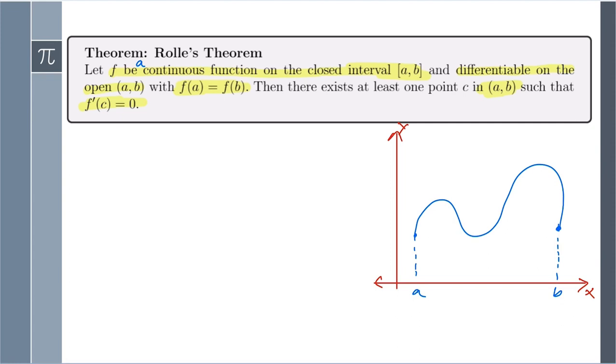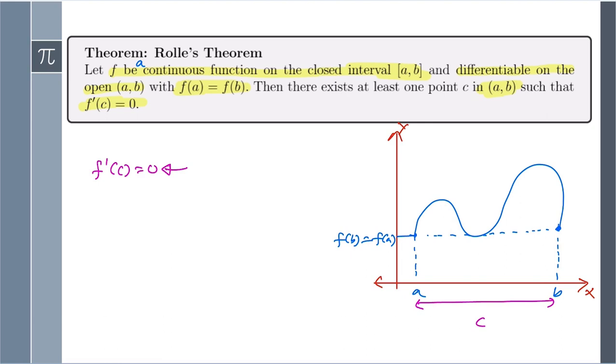Then we have f(a). This is f(a), the y value at a. And if you look over here, I have drawn f(b) at the same height, so f(b) is equal to f(a). The y value is equal. If we have that condition, then we can guarantee that there must be at least one point in between these two numbers, at least one x value, which is c, such that the derivative at c is 0.